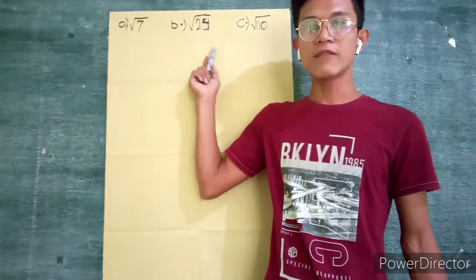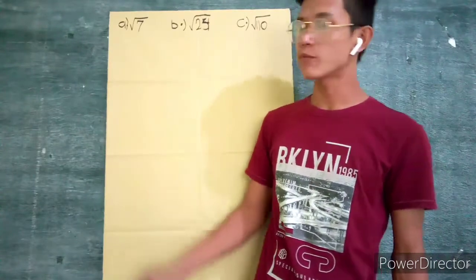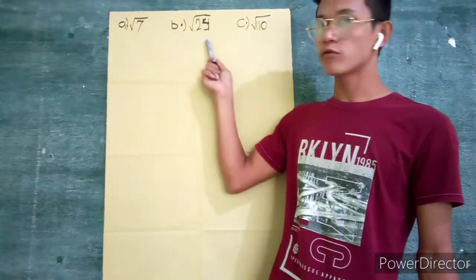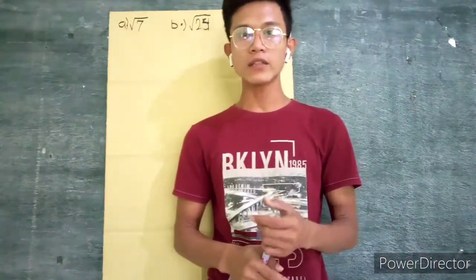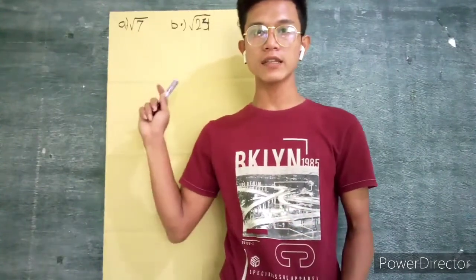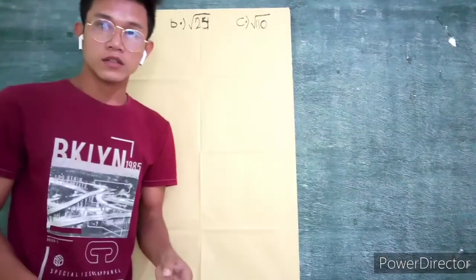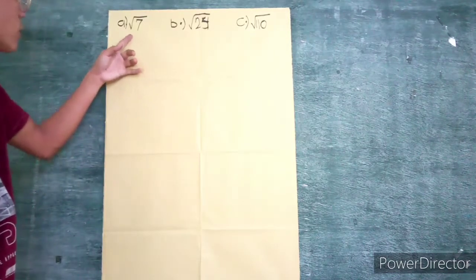Okay? So this is the example of the non-perfect square number. Okay? This is the non-perfect square number. Example letter A, we have square root of 7, square root of 24, square root of 110. Okay? So in this case, we are going to use calculator to solve this example. Okay? Because we cannot solve this without calculator because it is a non-perfect square number. Okay? So in example letter A, we have square root of 7.